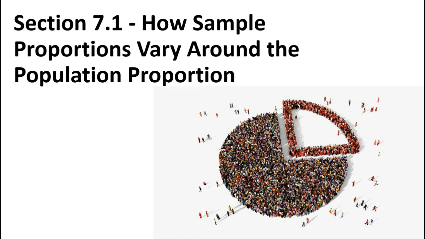In section 7.1, we're going to look at how sample proportions vary around the population proportion. If we're going to use the statistic to learn about parameters, we need to understand how statistics behave. Recall in Chapter 4 we discussed random samples. It ends up that if we select the sample randomly, we can say a lot about the behavior of the statistic. We're going to start with an example of a sample mean and then look at a sample proportion.